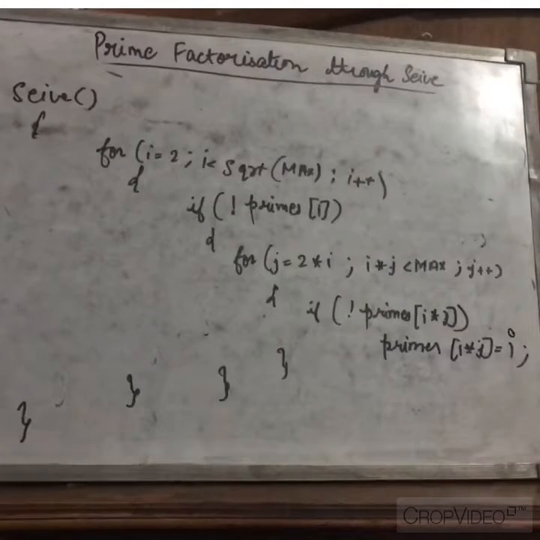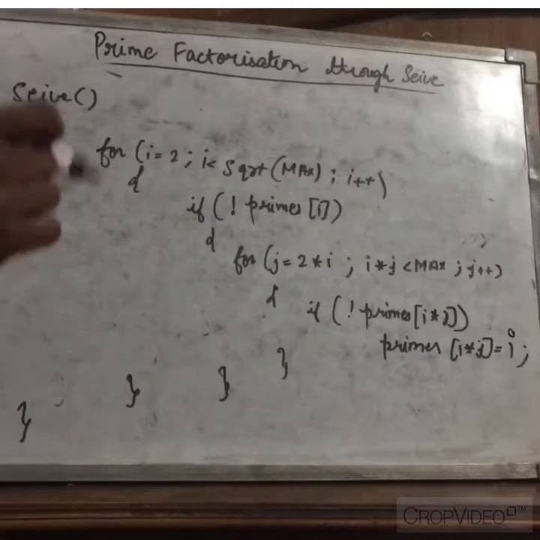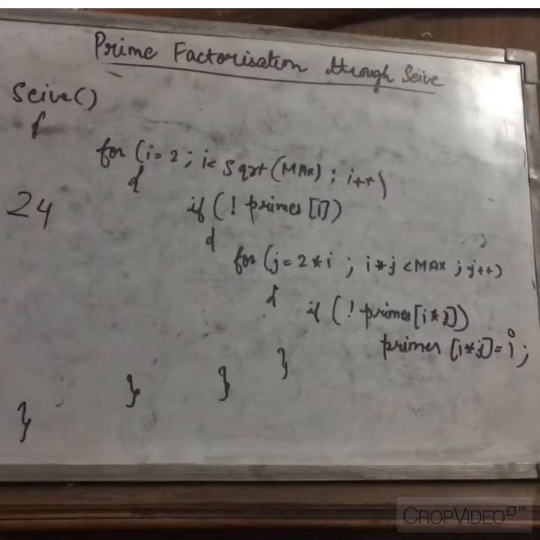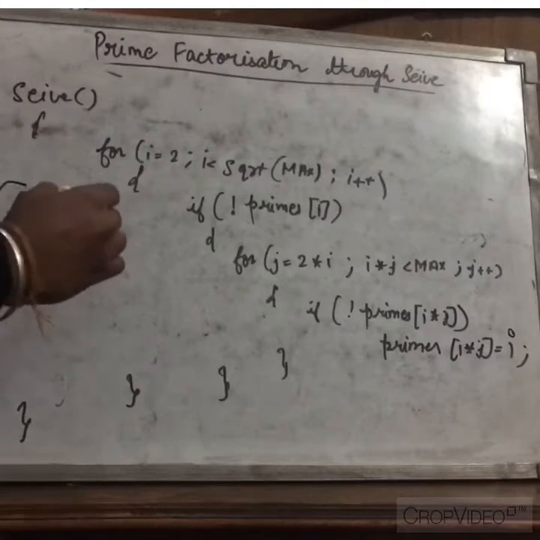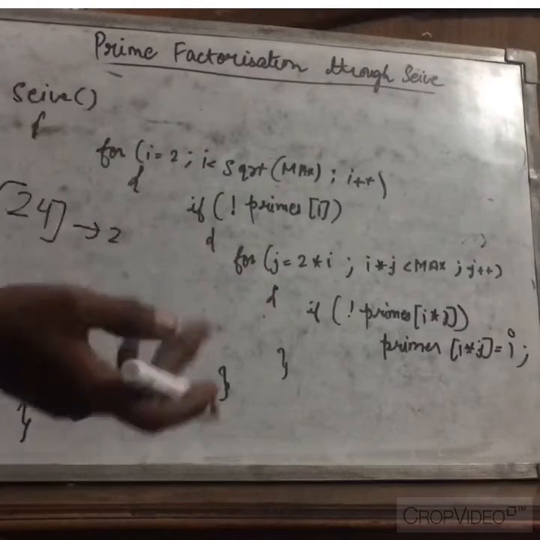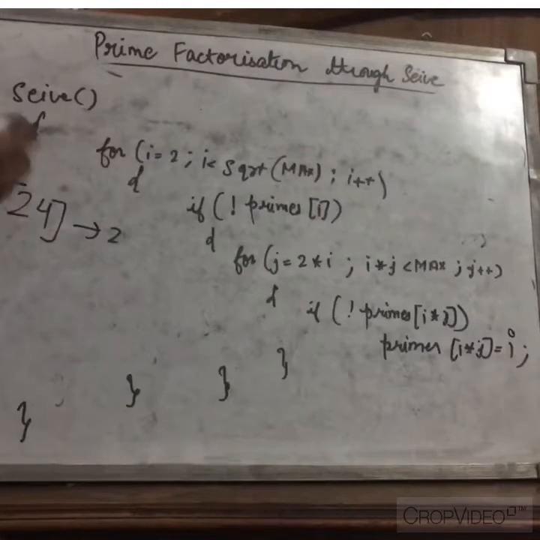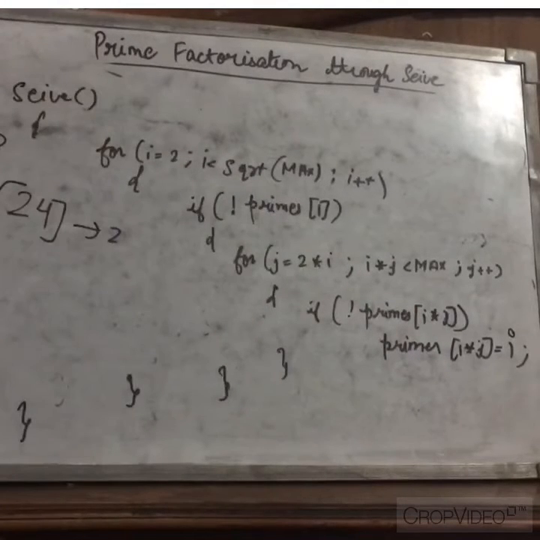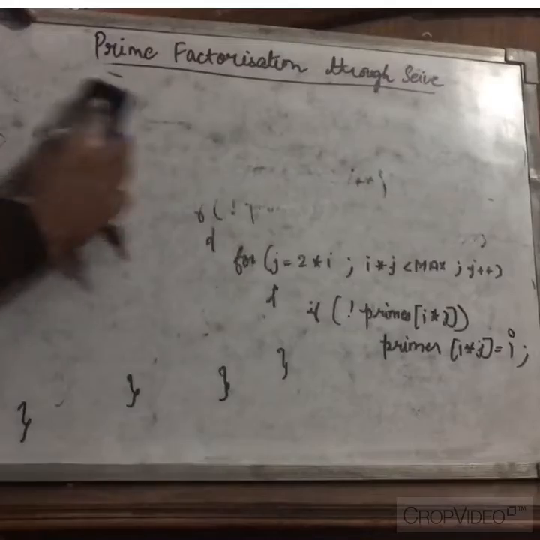What I am trying to store is, for example, a number is 24. I am storing at the 24th index the minimum prime factor of 24, which is 2. This condition will also take care that another prime number does not update this value. For example, 3 is also a prime factor of 24, but I will just store 2, not 3, because it has already been marked. I hope this is making sense. Let me take it further, how this will help us in calculating the prime factors of a number.